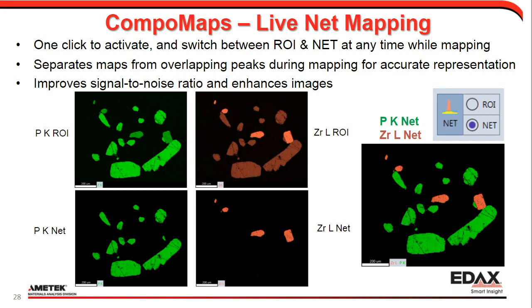The top row maps are region of interest. You can see the phosphorus K and the zirconium L maps are almost identical because their ROIs are heavily overlapped. But once you toggle to net maps as shown in the bottom row, the phosphorus K and zirconium L are separated out. The overlapping peaks are resolved by background subtraction and peak deconvolution. The larger image on the right is an overlay of phosphorus K on zirconium L. You can see that they exist in separate phases.